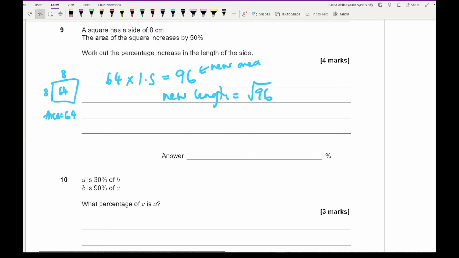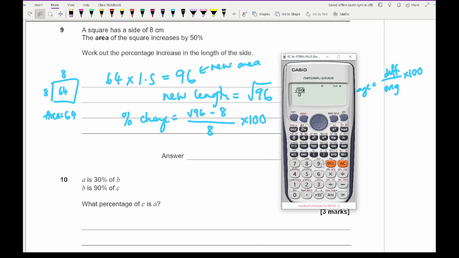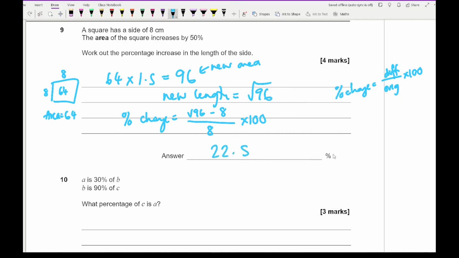Now in terms of percentage change, the formula is the difference divided by the original times by 100. So here the difference is going to be root 96 minus 8, since you're looking at the lengths, divided by the original length, which was 8, and we're going to multiply that by 100. So if I get the calculator and set up a fraction, I've got root 96, scroll across, minus 8 over 8. Make sure that you notice that the square root stops at the 96, it doesn't continue into the minus 8. Press equals, multiply that by 100, and it gives me 22.47, so 22.5% to 1 decimal place.